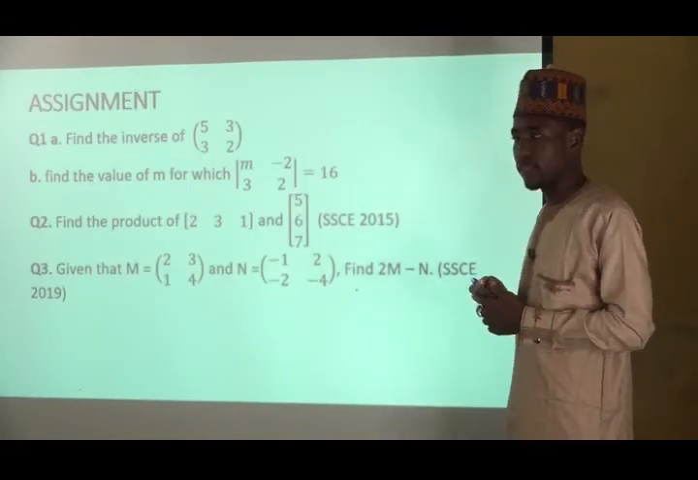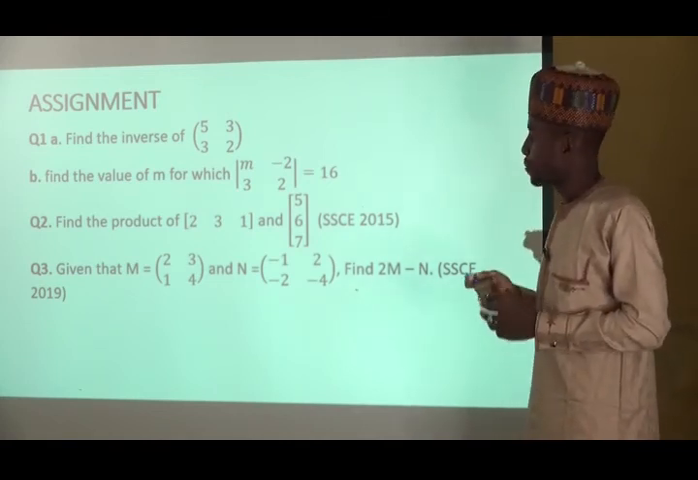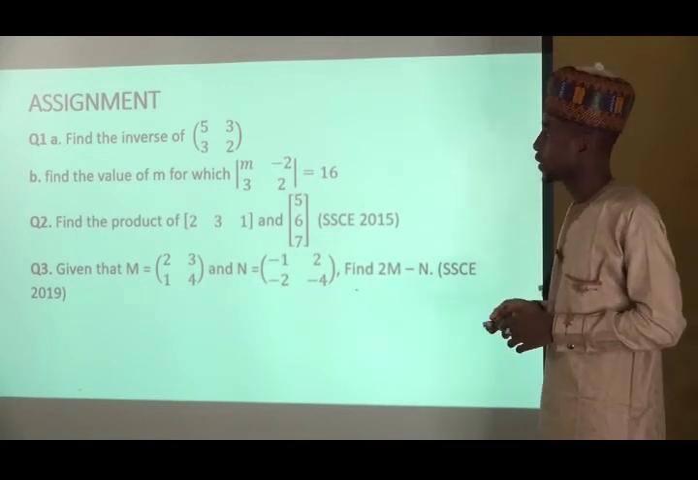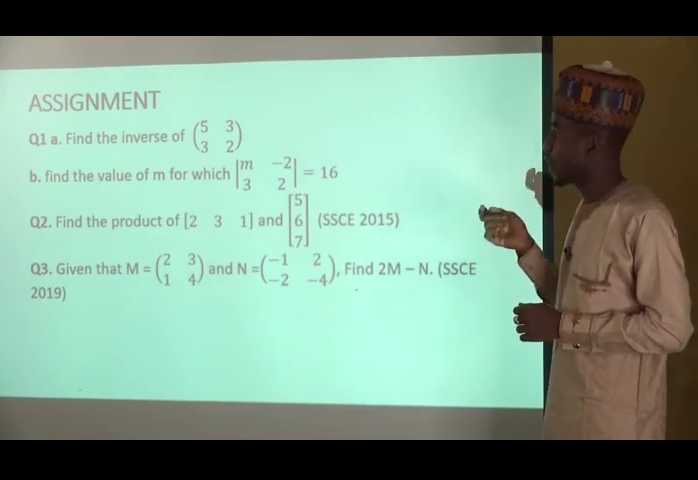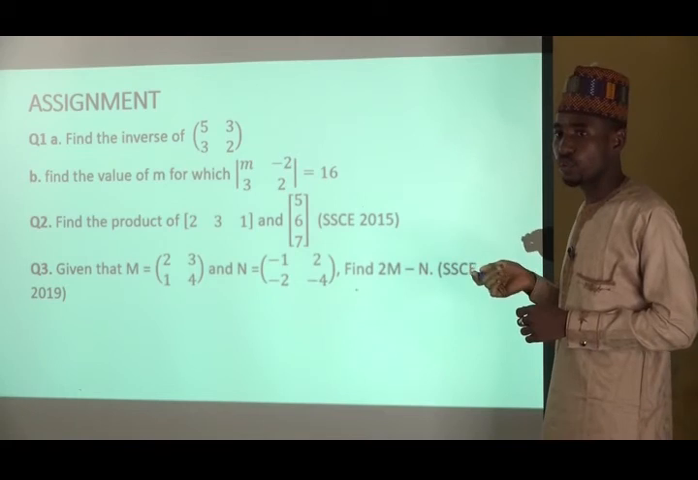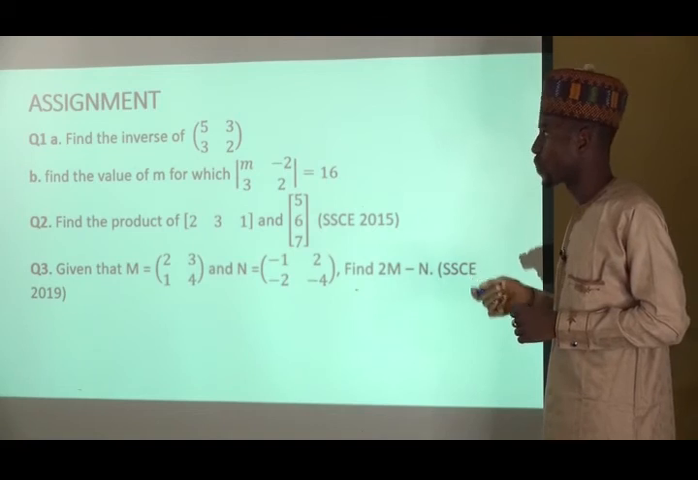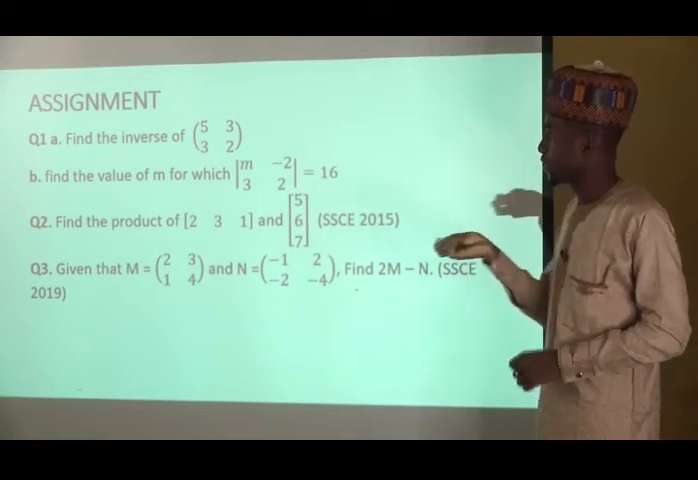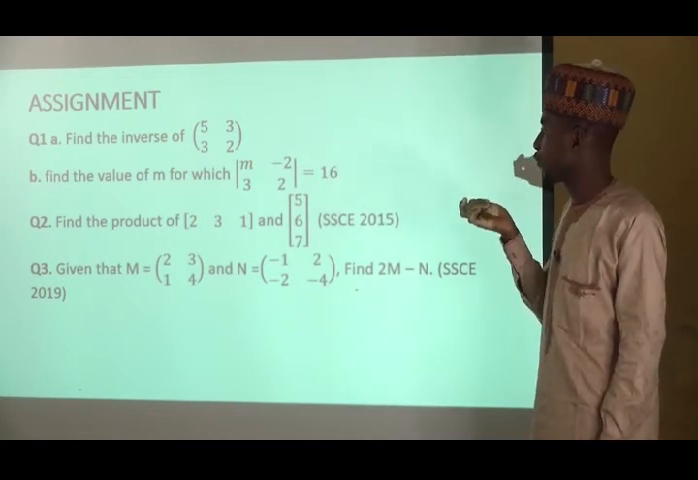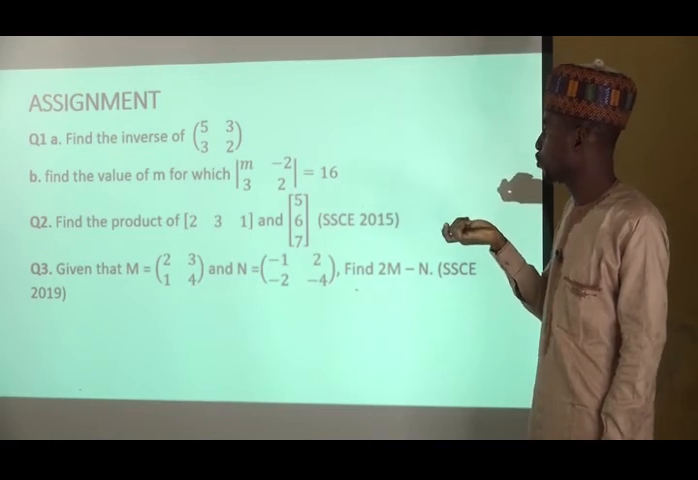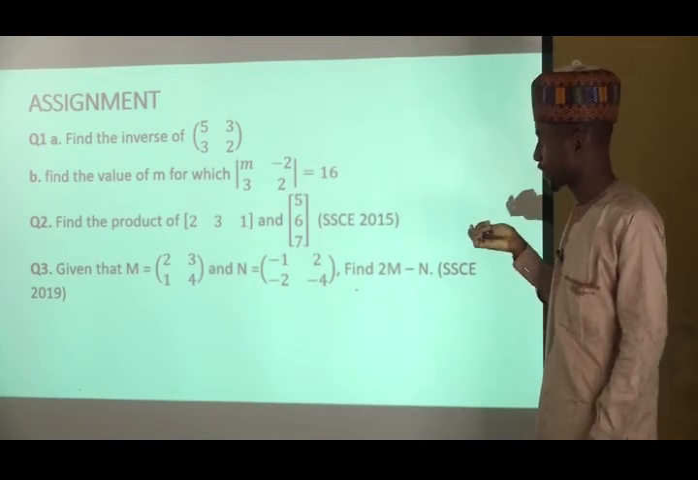Now to end the lesson, I have some assignments for you. Make sure you try them. The first one, question number 1A, find the inverse of a matrix with elements in the first row 5, 3, second row 3 and 2. 1B, find the value of M for which the determinant, with first row elements M and minus 2 and second row 3 and 2, equals 16.